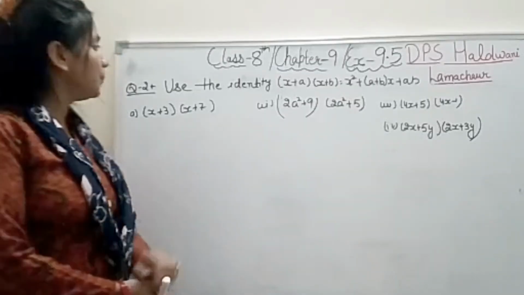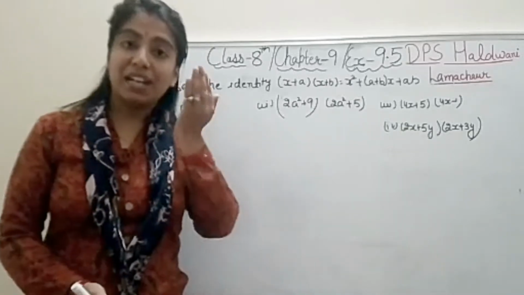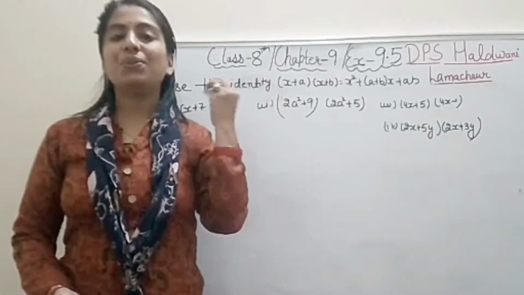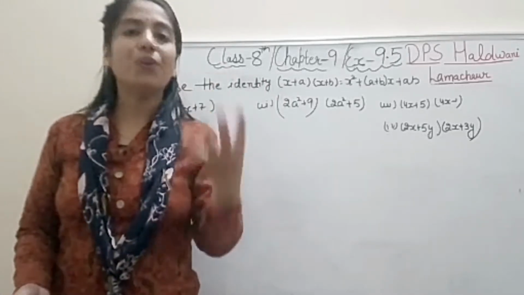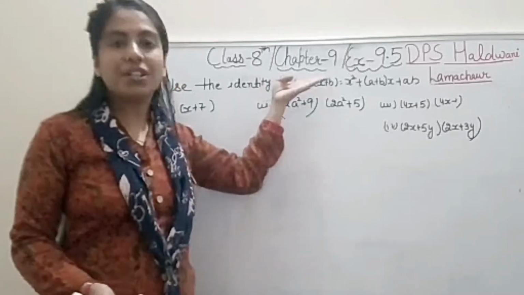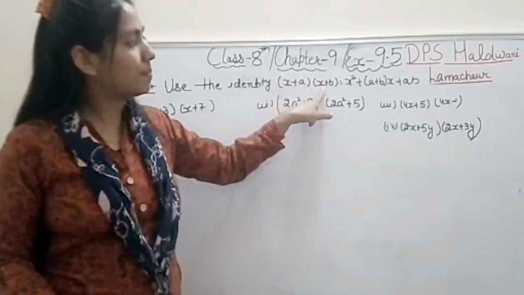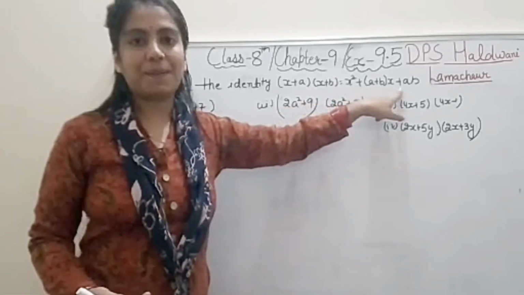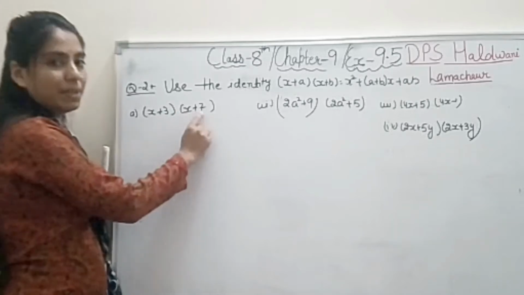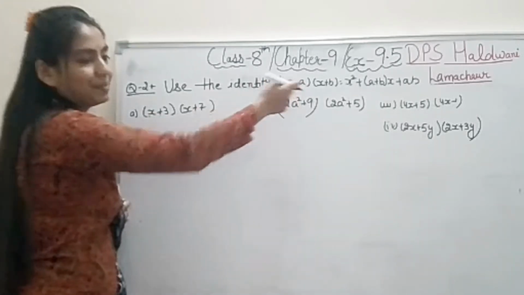Student, in question number 2, use the identity means already it is mentioned that you will use this one identity. So it's very simple. There is no need to think amongst the 4 identities which one to use, because it is mentioned that you have to use this identity only. X plus a, x plus b is equals to this formula. So let's start. A part, x plus a, x plus b. See, this part is same and a, b part is different, right?